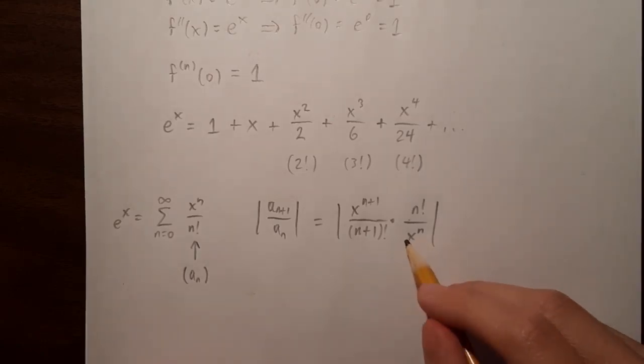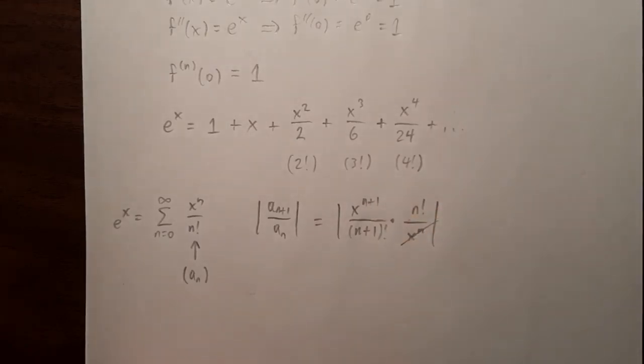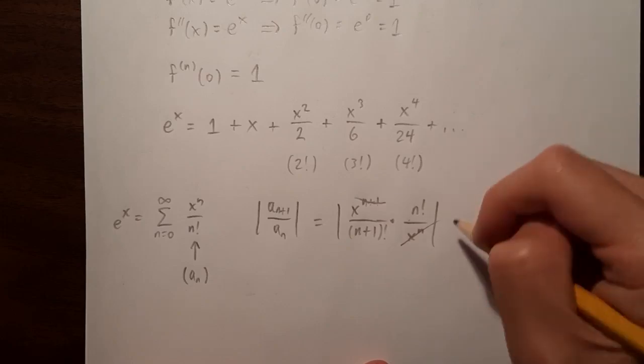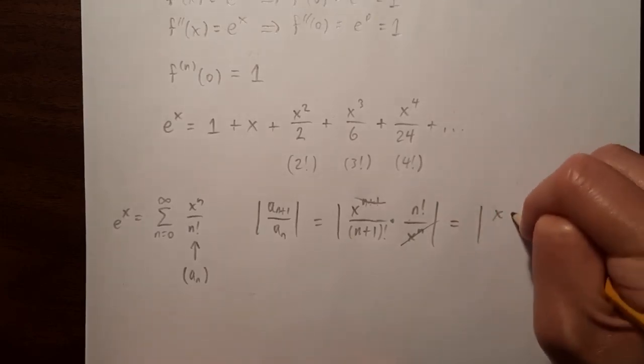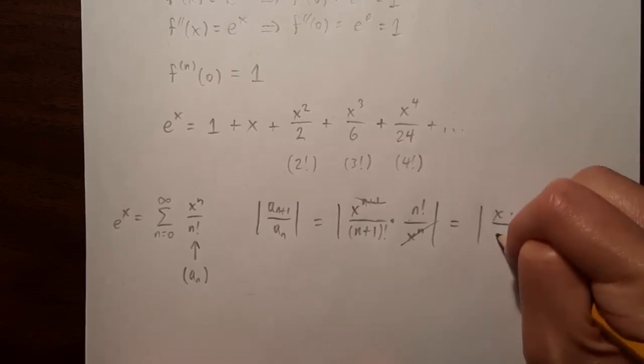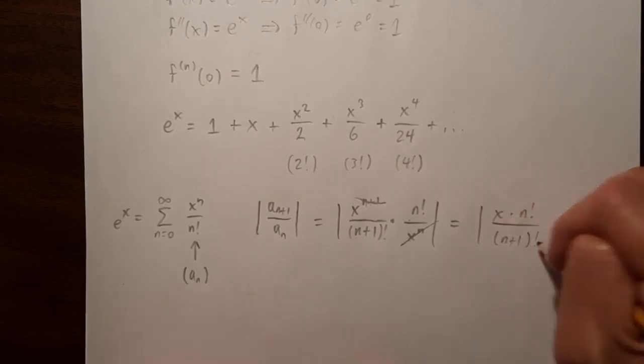Okay, so we have this going on, and I think we can see some cancellation already. X to the n is going to cancel with all but one copy of x up in the numerator, so I will denote that by getting rid of the exponent there. And what about this leftover bit? We'll have x times n factorial divided by n plus 1 factorial.